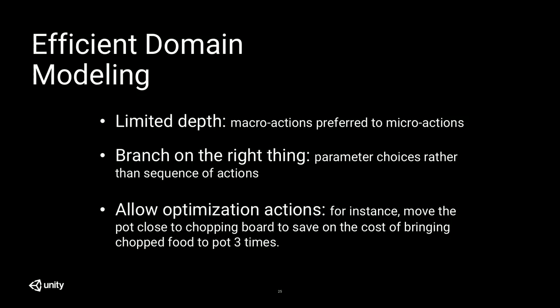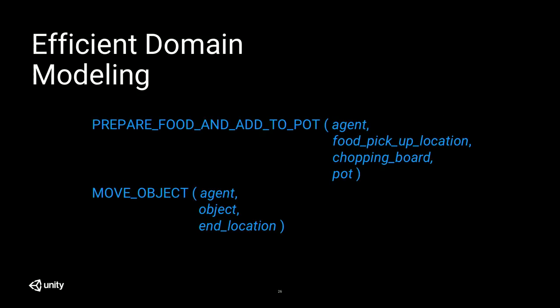Another takeaway that we would want in modeling a domain is that we want to make sure that we're branching on the right thing. We don't want to give too many options to the planner, right? That's the first way to have failure in a planning system. We want to make sure that our choices are important. And in this case, it's not the sequence of actions that matter. We know how to make soup. What matters are the parameters that are involved. So we need to make sure that we're branching on the right thing. And the last thing is we want to allow these optimization actions, actions that allow us to have some delayed benefit later on. So let me walk you through a couple of examples.